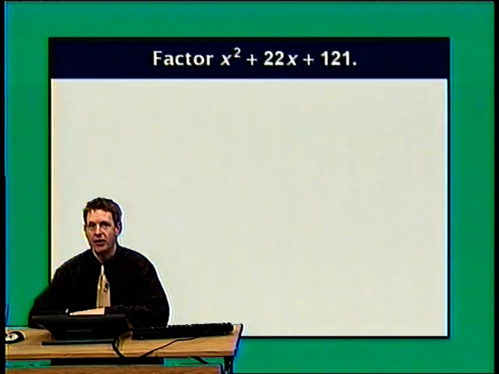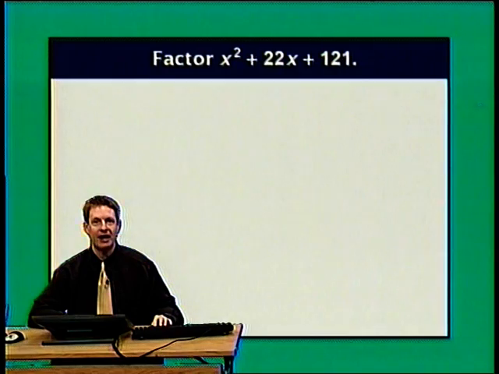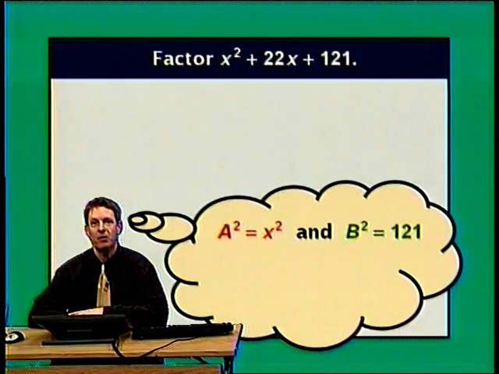When I see this trinomial, the first thing that I identify is the fact that the first term is a perfect square. x squared can't get much more perfect than that. And the last term is also a perfect square. 121 is the square of the number 11. So this might be a perfect square trinomial. If I want to determine whether or not this is a perfect square trinomial, the first thing I need to determine is what would I replace for a and what would I replace for b?